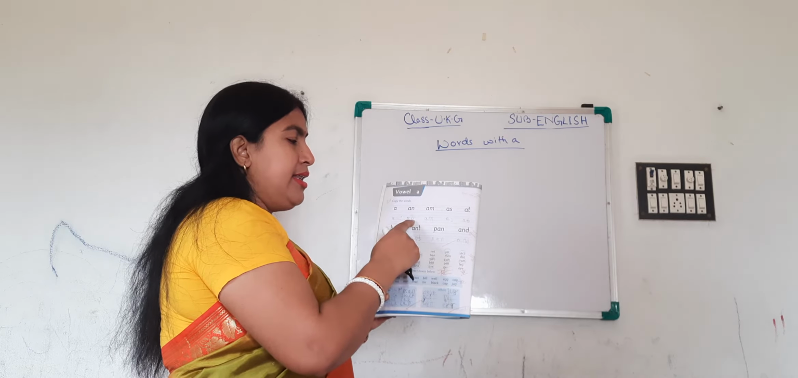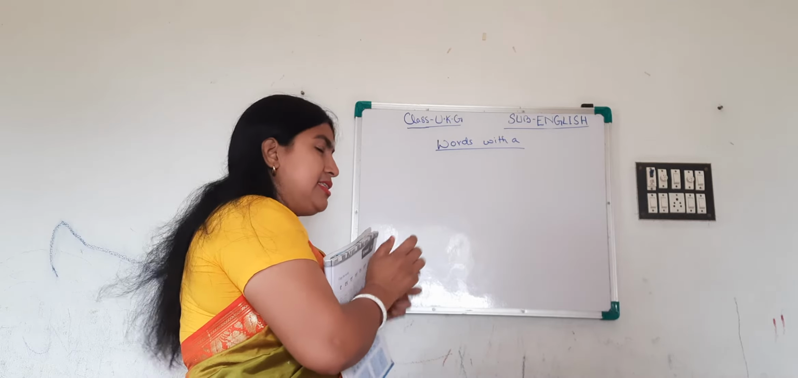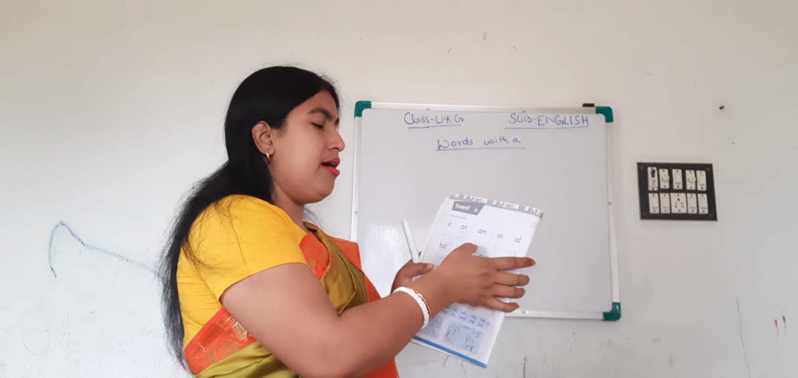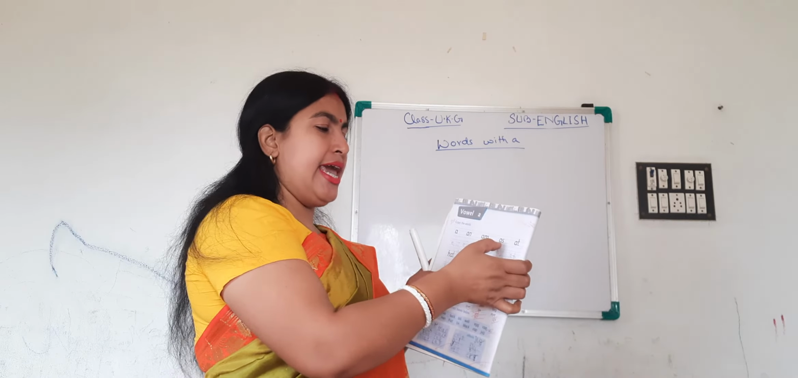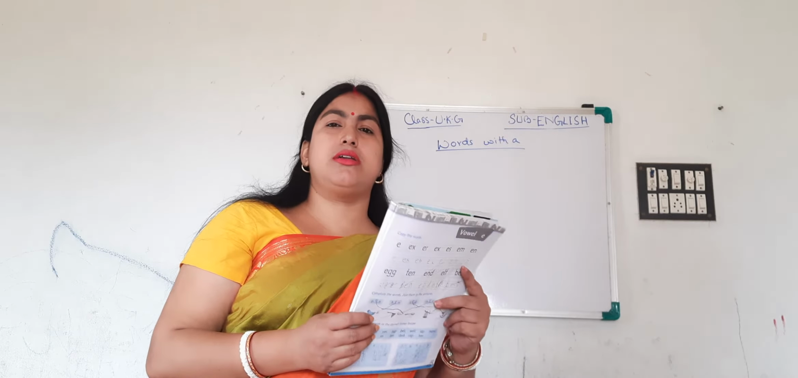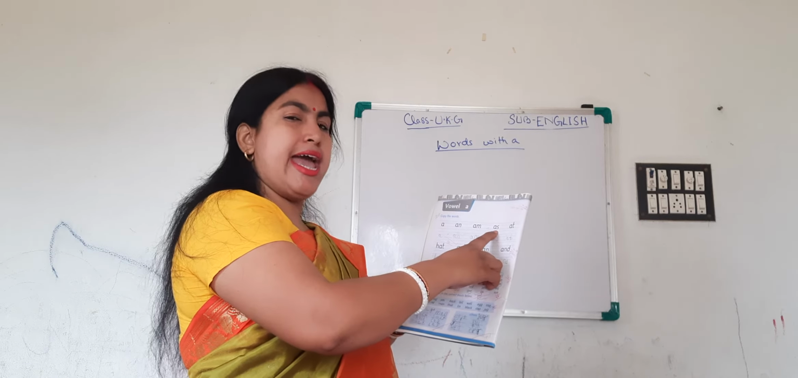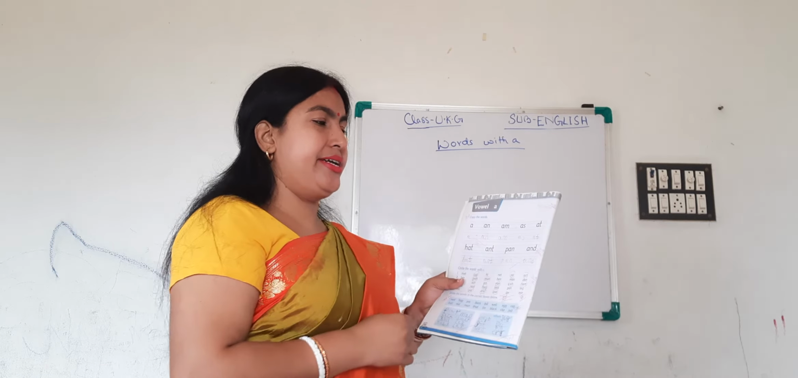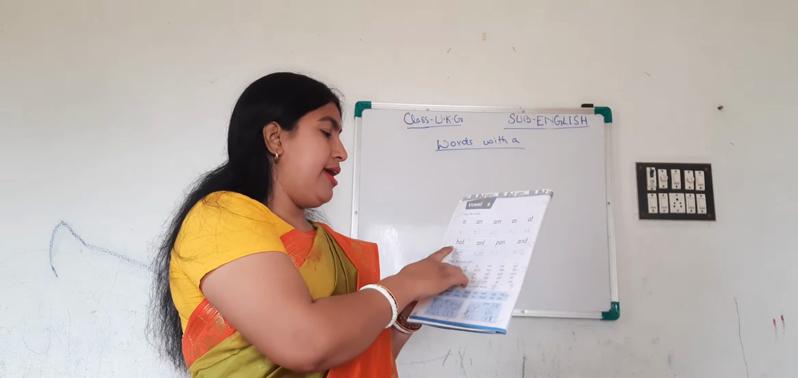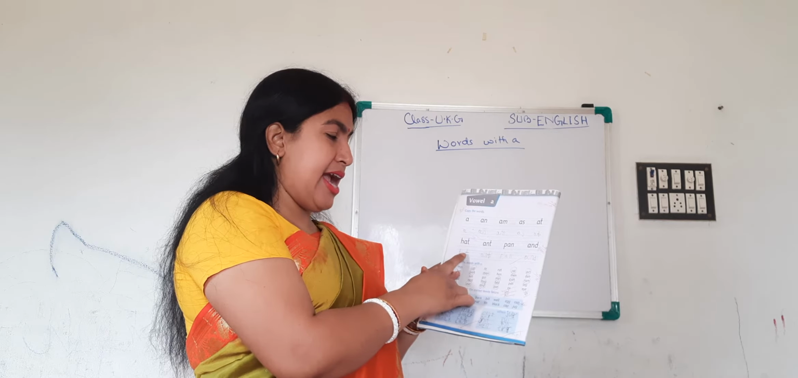Write here A. Then A and N. Write here A and N. Next is M. M means I am. So write here M. S. A S S. You have to read the word and pronounce it correctly. A S S A T, Ad. Now next H A T, Hat. Write here H A T, Hat.